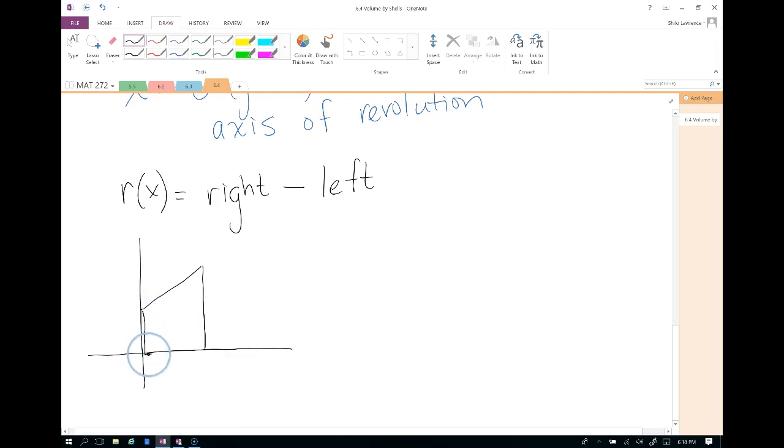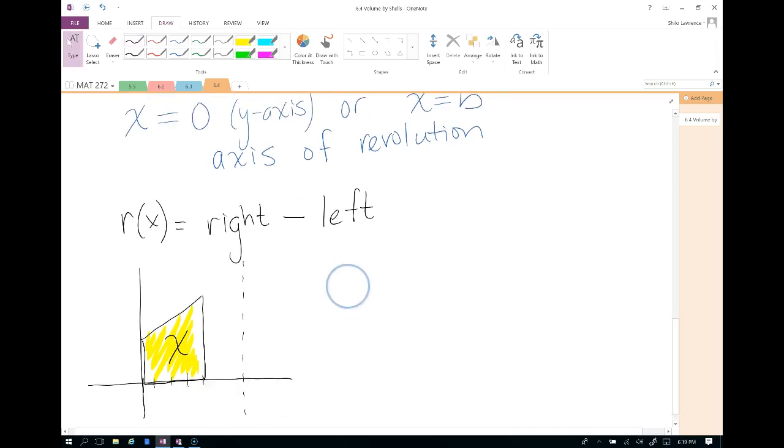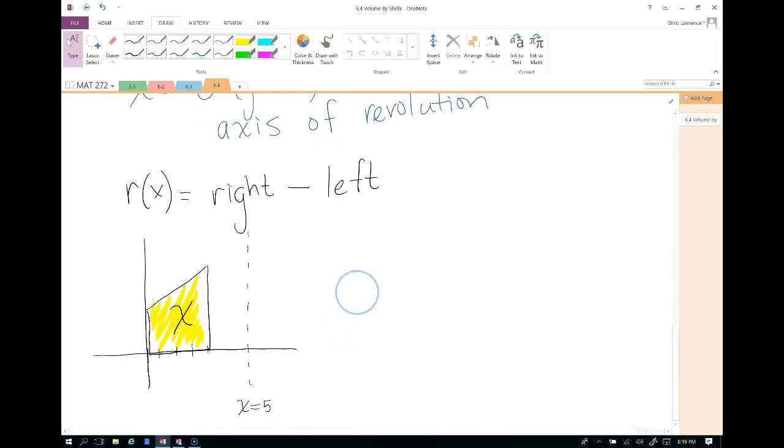So let's say this is our region, and we're going to revolve it around the line x equals 5. Now for the region, we always use x because it spans multiple x values here. So we've got two things drawn on the graph. I've got my region drawn, and I also have my axis of revolution sketched.